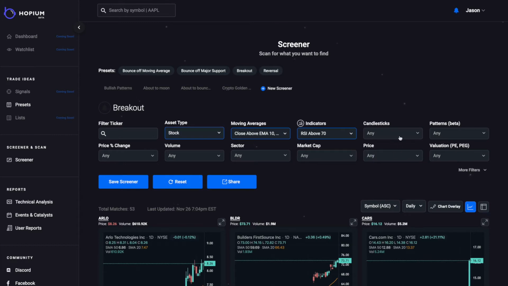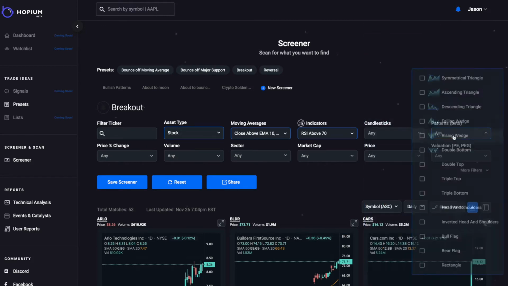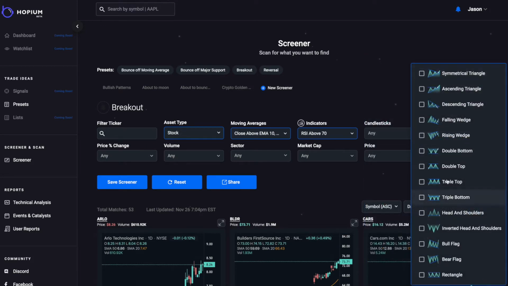And while we're at it, let me show you some of the candlesticks we support. So you can see like the three white soldiers and whatnot, as well as patterns. And you can see you can screen for stuff like symmetric triangle, which is pretty cool.